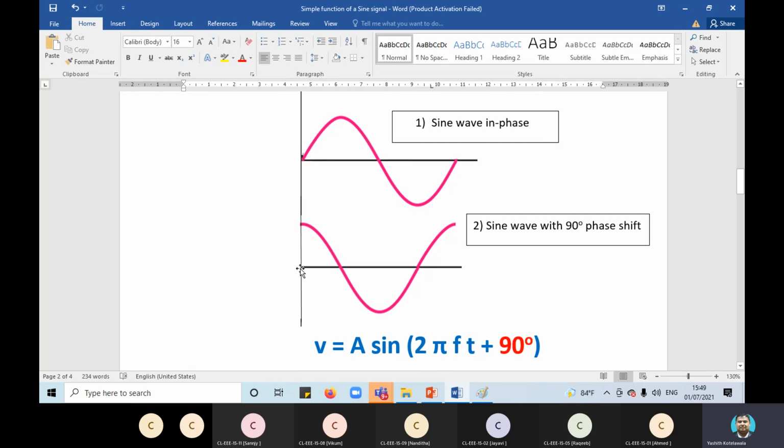We label the x-axis from 0 degrees to 360 degrees.